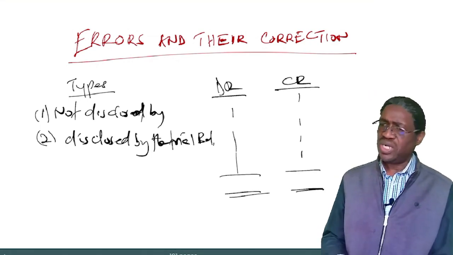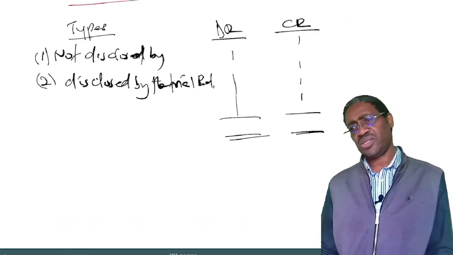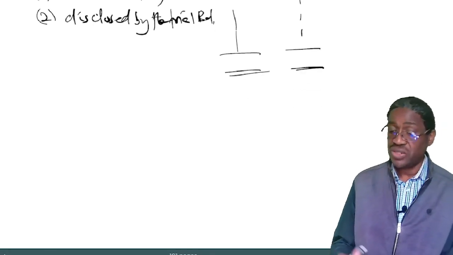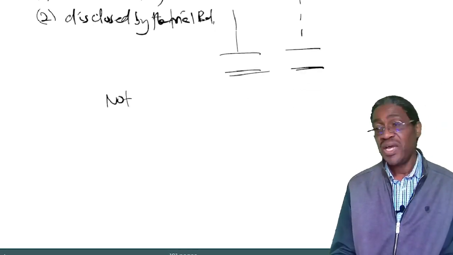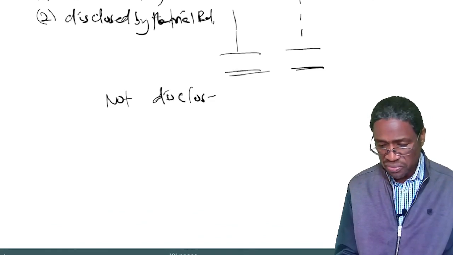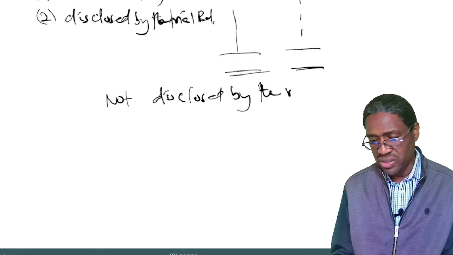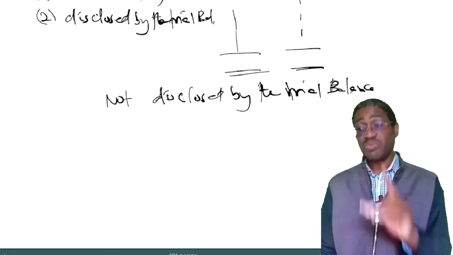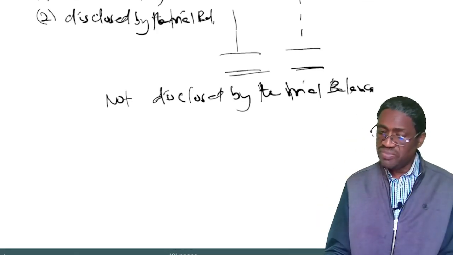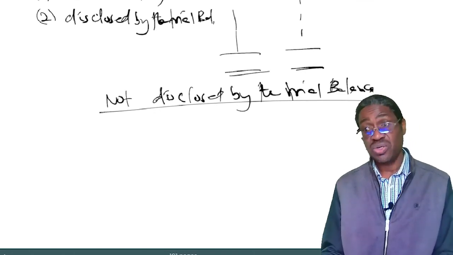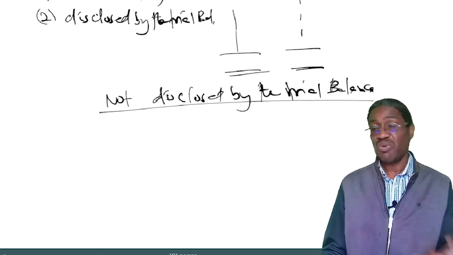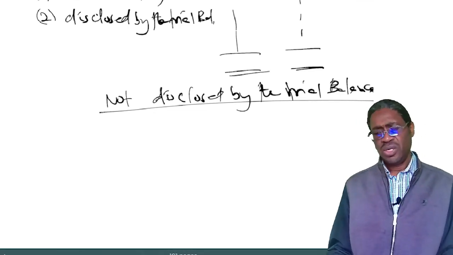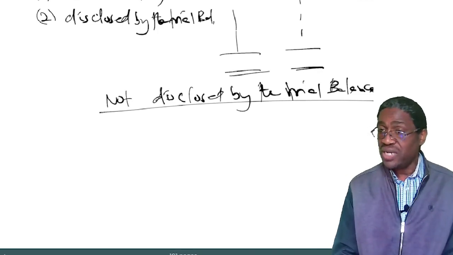Okay, so let me start with those kind of errors which when you commit them as a business, the trial balance will still balance. So we want to start with the first category, errors not disclosed by the trial balance. Let me first discuss them. Errors not disclosed by the trial balance, which means as a business, you have still committed them, but your trial balance will still balance. What are some of the examples of such errors? Now, we have different types of errors, which when they are committed, the trial balance will still balance.